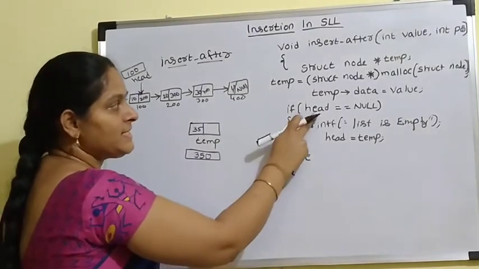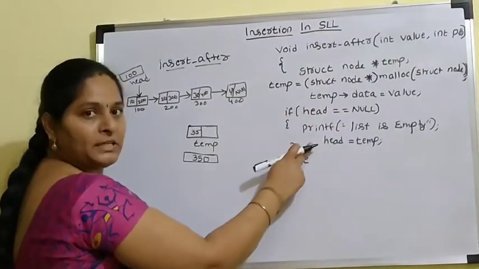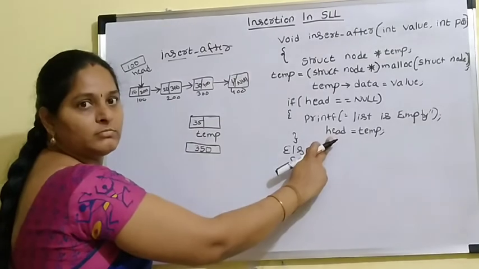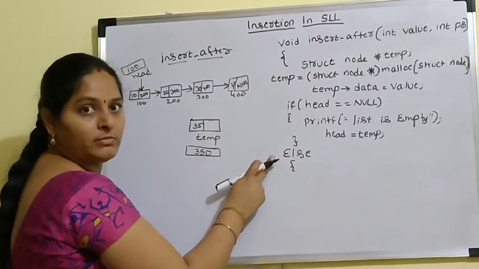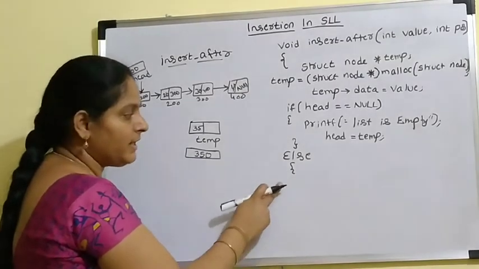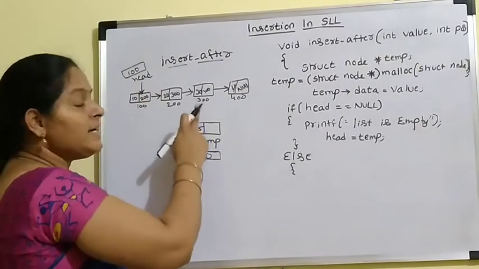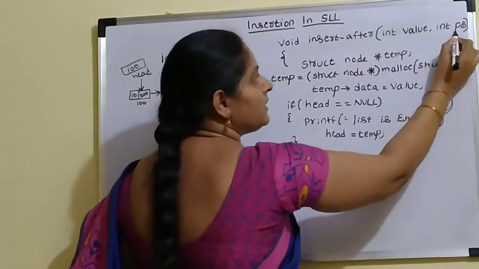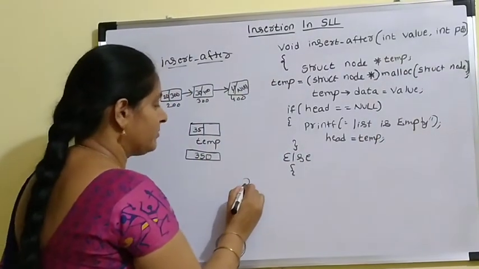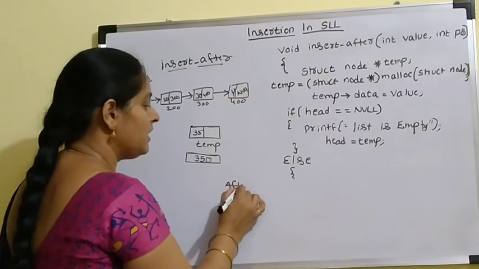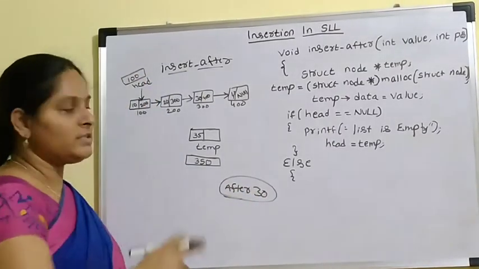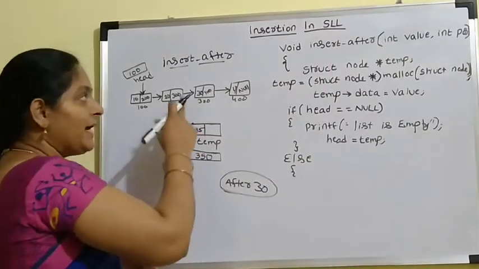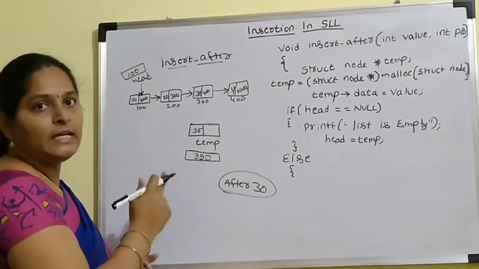Now here I am checking whether the head is empty or not. If head is null, the list is empty. If the list is empty, our inserting node becomes the head node. If the list is not empty, then we need to move until the position where we want to insert. Now here I want to insert after node 20 or after node 30. I want to insert this temp node after the 30 node. So I need to find out where the 30 node is available in the list.